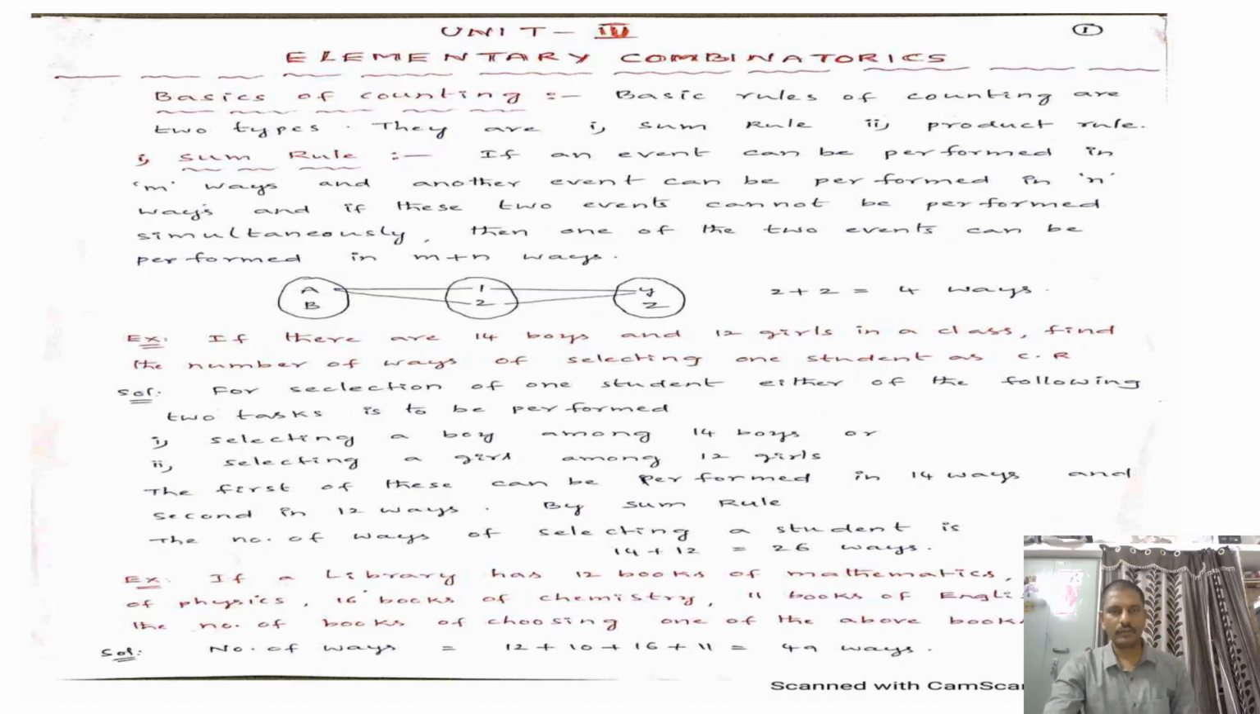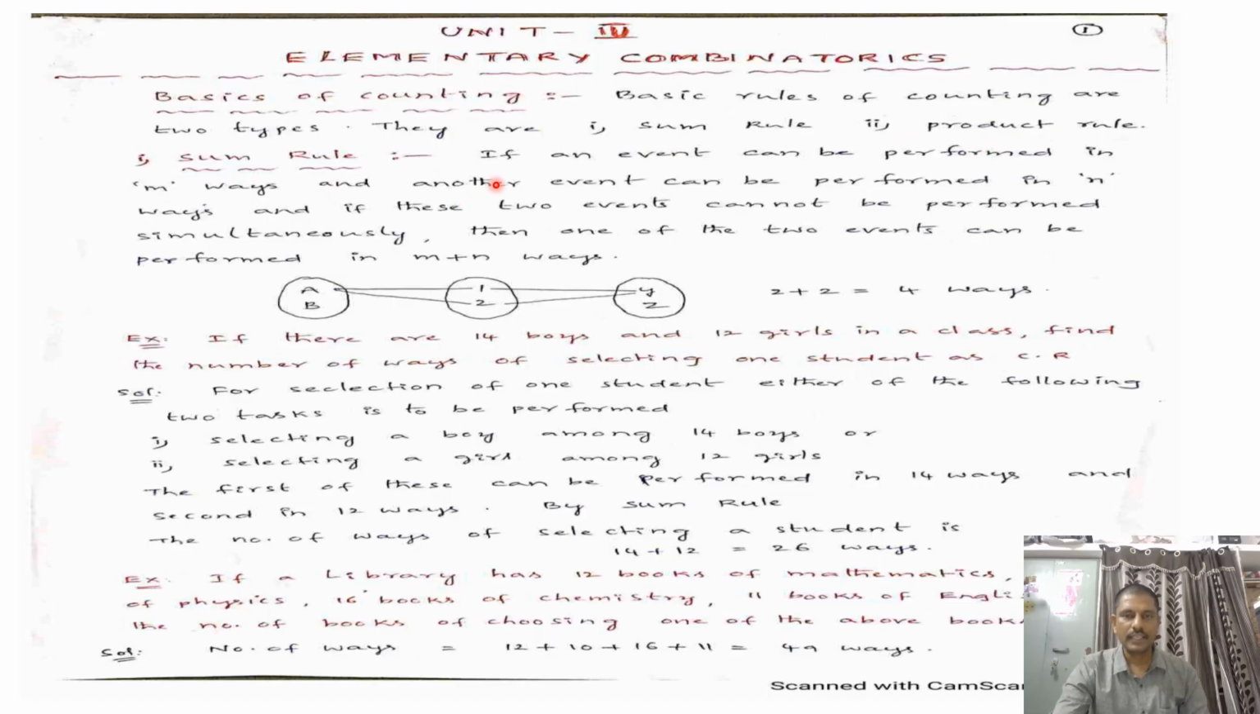Yes, hello everyone. In today's class, we see unit number 4, very basic concepts, right? Unit number 4 is elementary combinatorics. In this, first we see what are the basics of counting. There are two rules of counting: one is the sum rule and the other one is the product rule.